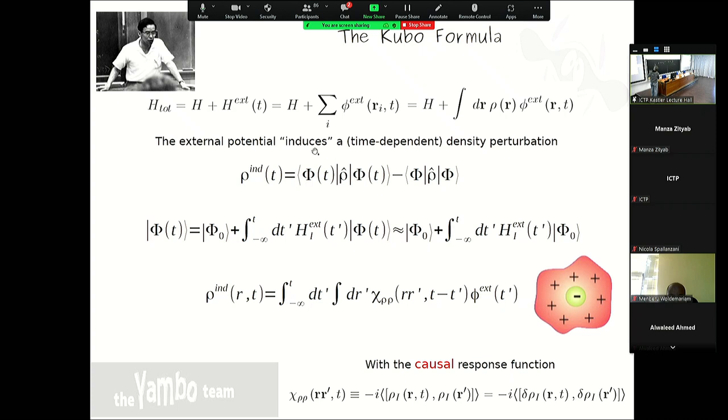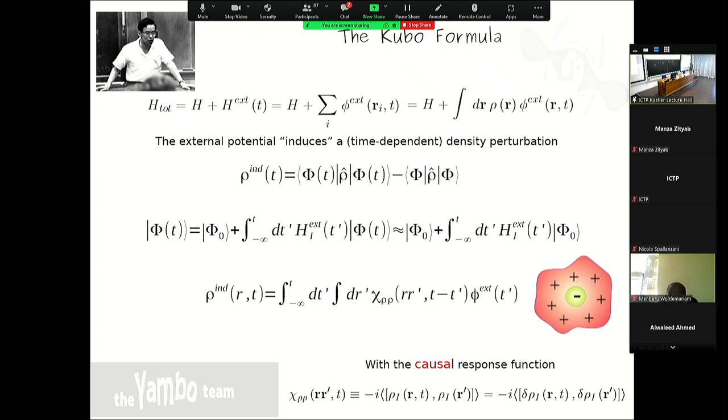In our case, the observable is just the time-dependent density. So rho is the density operator, and we calculate the time-dependent density of this total Hamiltonian, assuming that the external perturbation is weak. This is Kubo, and it is the basis of linear response. It's the same expression that you apply to get absorption, exactly the same. I think that yesterday Davide mentioned it.